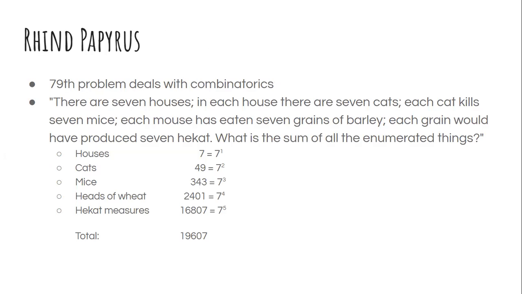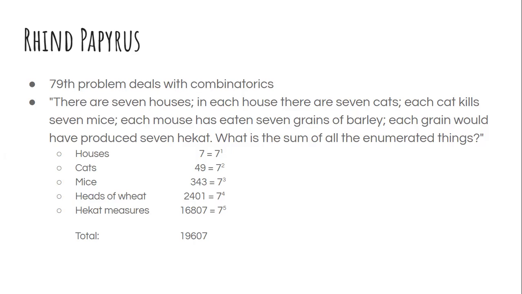The problem states there are 7 houses. In each house, there are 7 cats. Each cat kills 7 mice. Each mouse has eaten 7 grains of barley, and each grain would have produced 7 hekat. What is the sum of all the enumerated things?